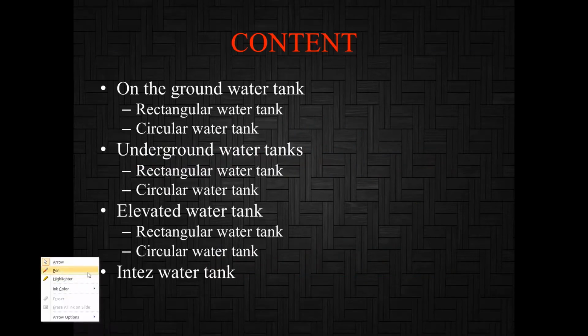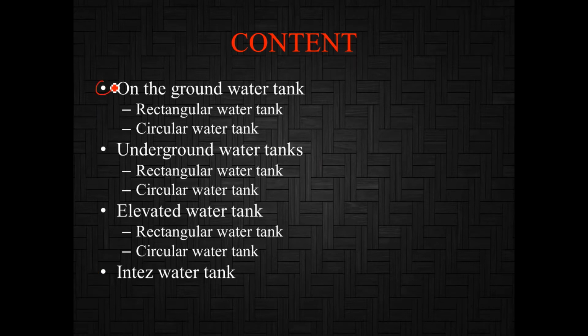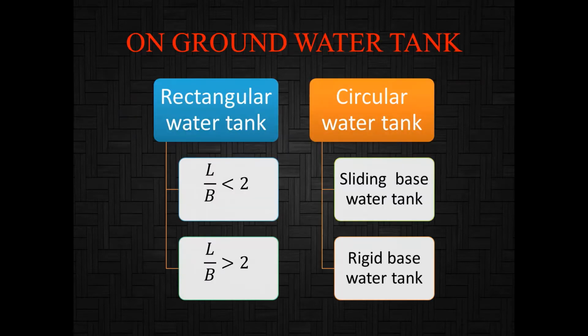So first of all we have to learn about the ground water tank. We covered the rectangular water tank in the previous lecture, and in this lecture we are going to learn the circular water tank on the ground design. In the circular water tank we have two types of design: sliding base water tank and rigid base water tank. We understood the difference between sliding base and rigid base in the previous lecture, and we also learned the sliding base water tank design. Now in this lecture we are going to learn rigid base water tank design.